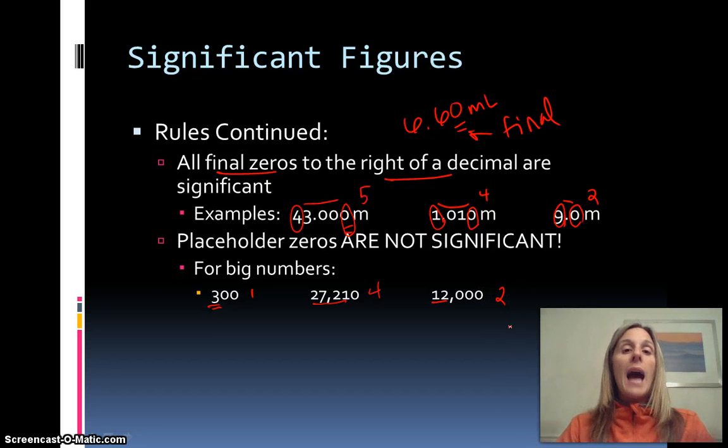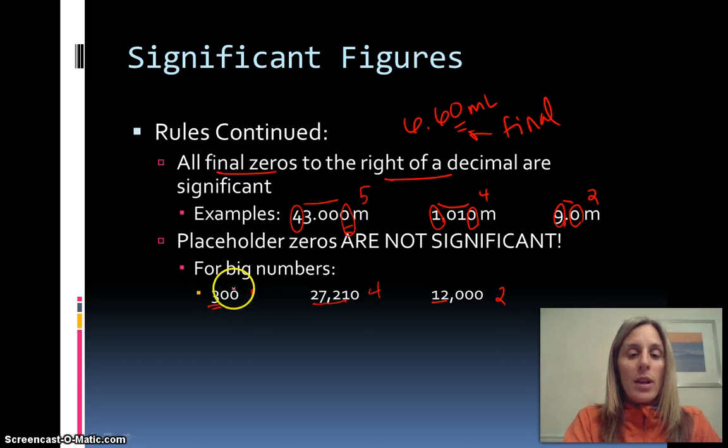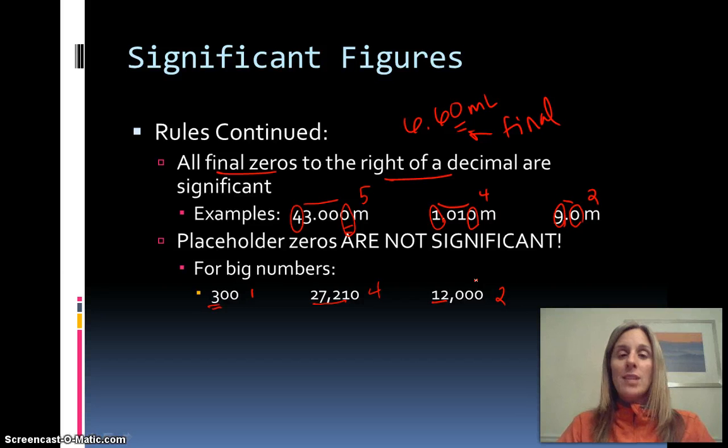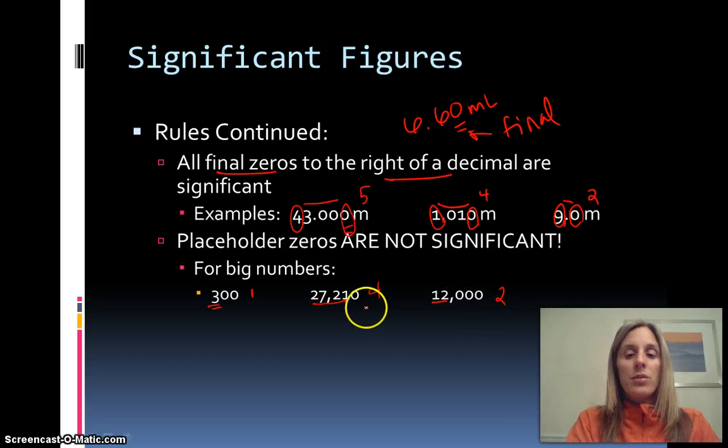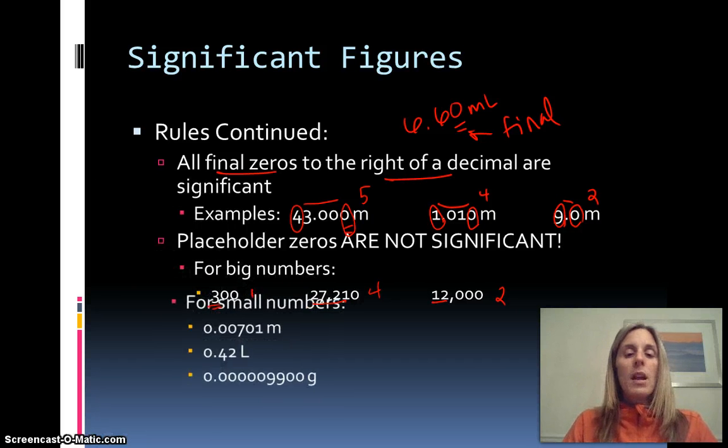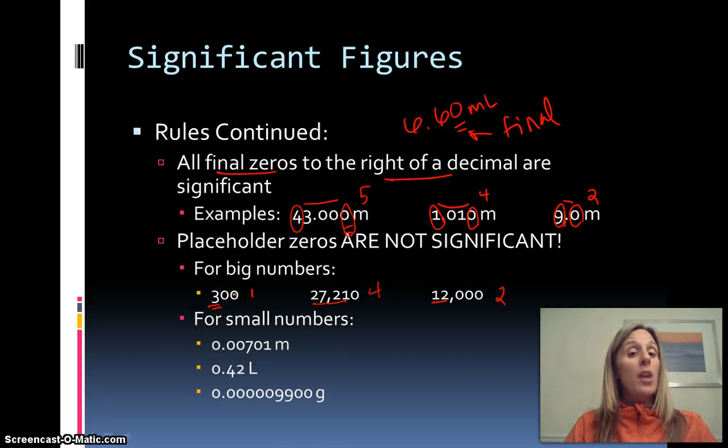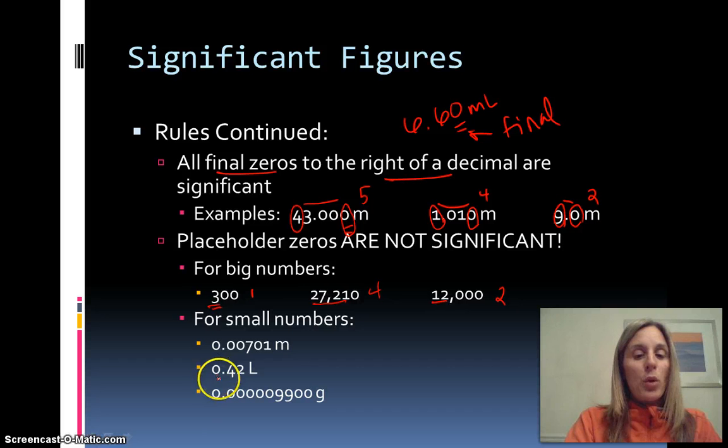So if you do not have decimal places, notice these do not have decimal places. If you do not have decimal places, those zeros are going to be placeholder zeros. Now, if you have really, really small numbers, your placeholder zeros are going to be found in the front because these guys are simply holding place for us, so they do not count.